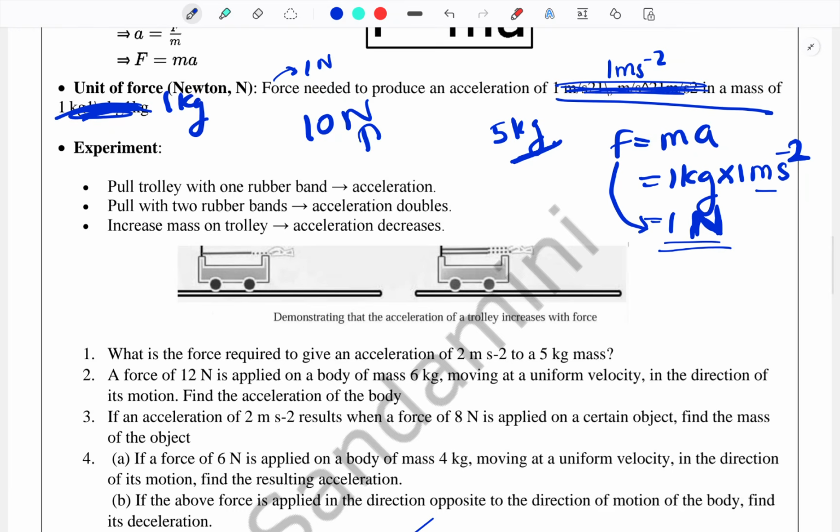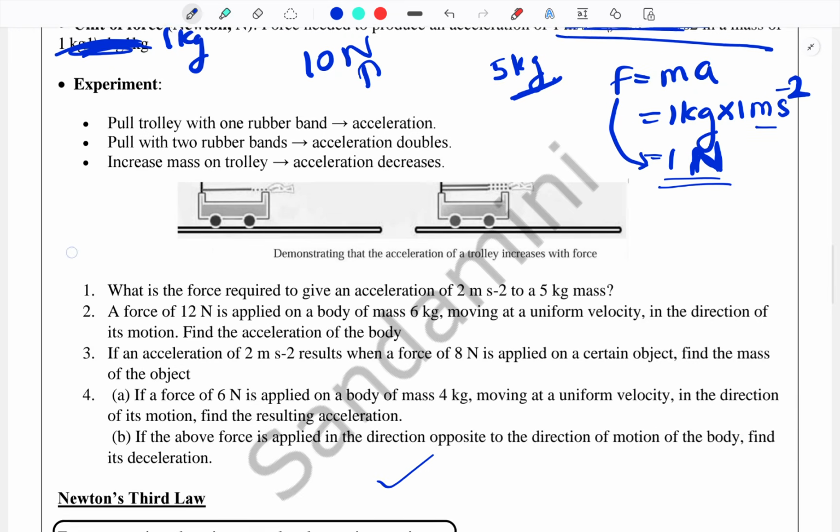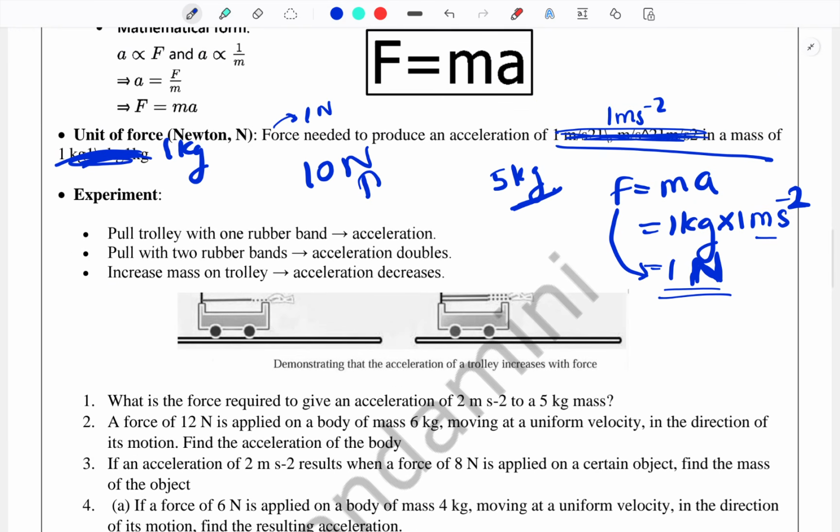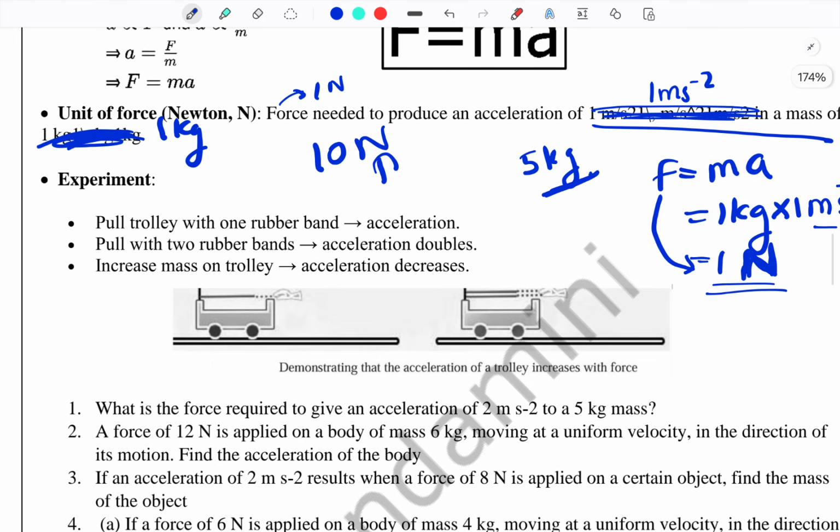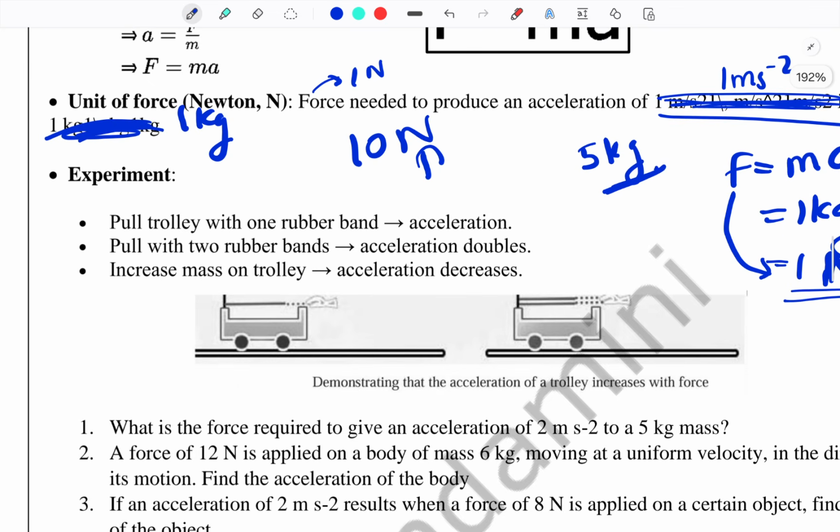So to demonstrate this, there is an experiment. What is this experiment? You are pulling the trolley with one rubber band. That means you are giving a force. Pulling means pull is a force, right? At the beginning we learned pull, push, lift, compress. Likewise we are giving forces.